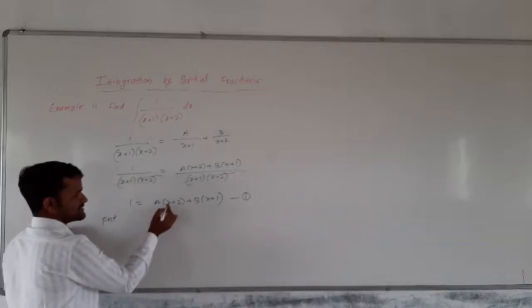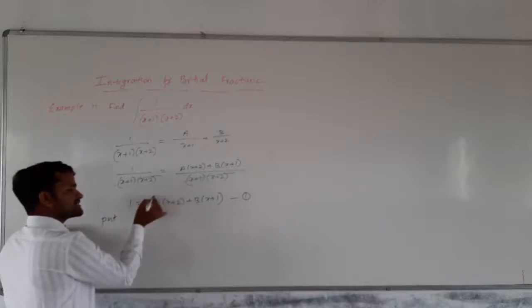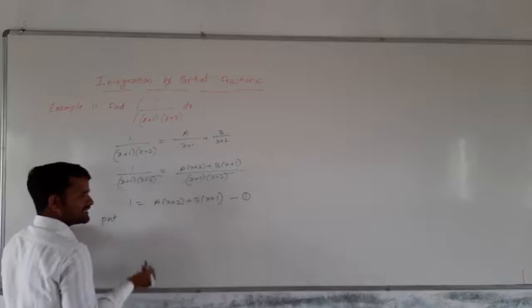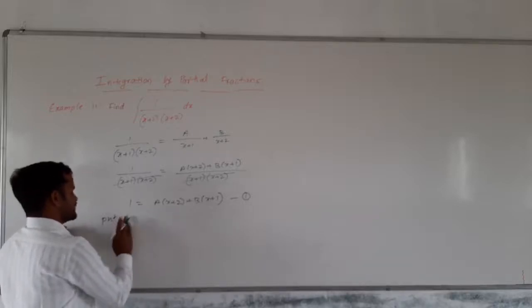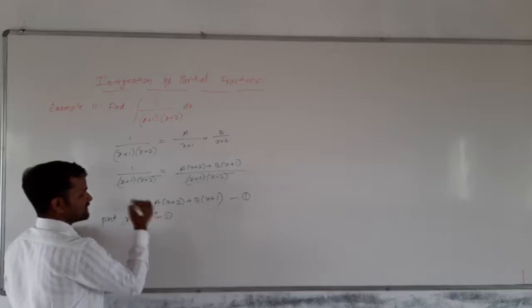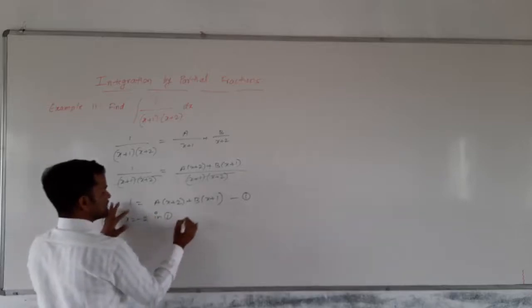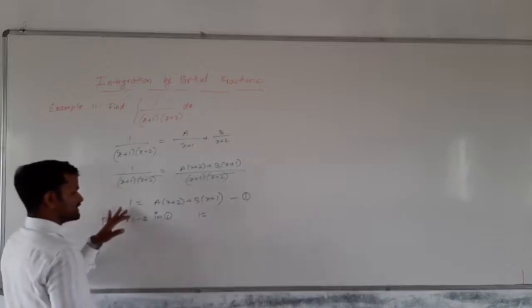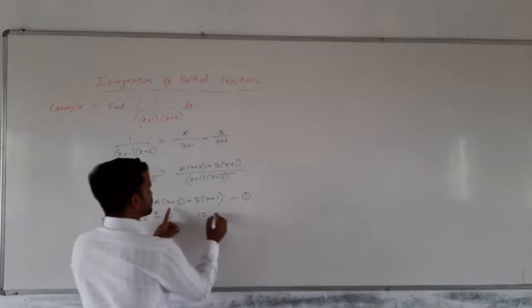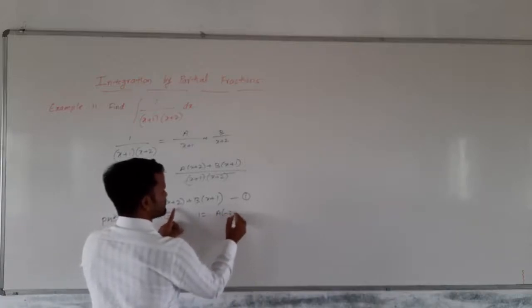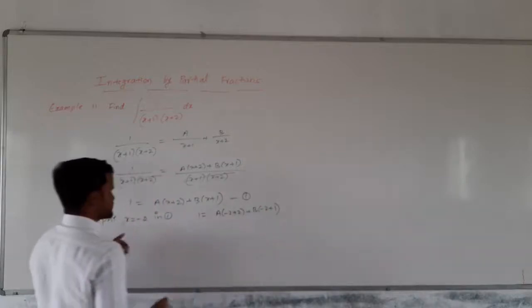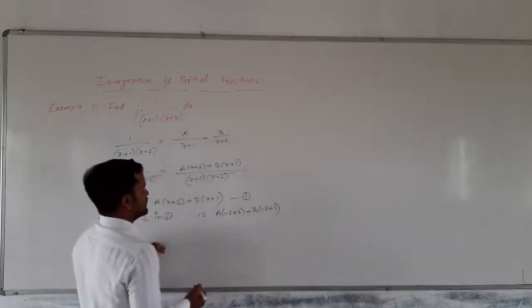Suppose I substitute x is equal to minus 2, this term becomes 0 and we will get the value of b very easily. Okay, let us put x is equal to minus 2 in equation 1. Then equation 1 implies 1 is equal to, left hand side no x is there, that will be 1 only, and here a into minus 2 plus 2 plus b into minus 2 plus 1. I am substituting x is equal to minus 2 here.